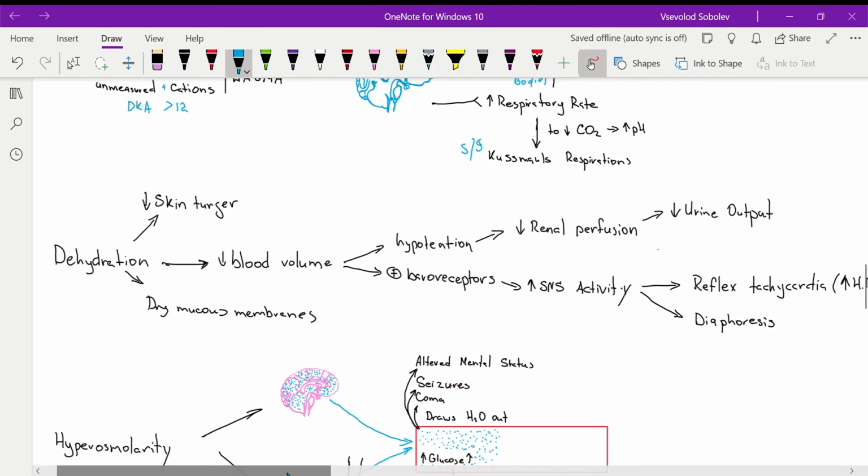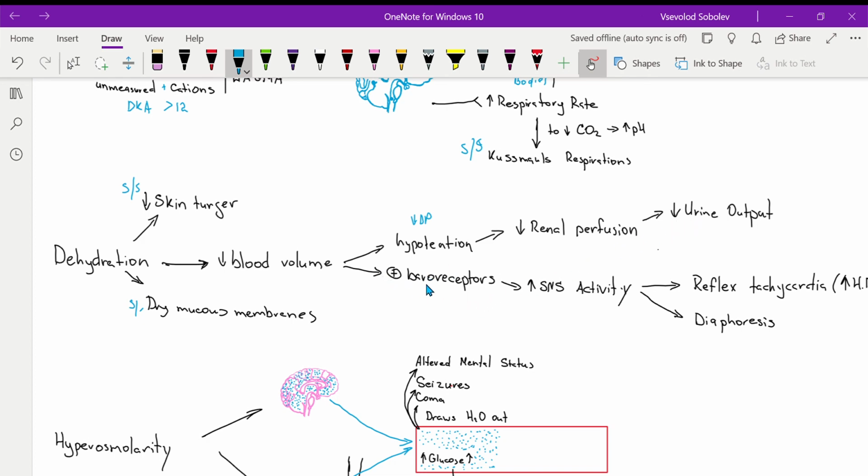Dehydration. Since they are peeing out all that sugar together with water, dehydration will lead to signs and symptoms such as decreased skin turgor and dry mucous membranes. Also, dehydration will lead to decreased blood volume, which will lead to hypotension, decreased blood pressure, and decreased renal perfusion and decreased urine output. So that is dangerous.